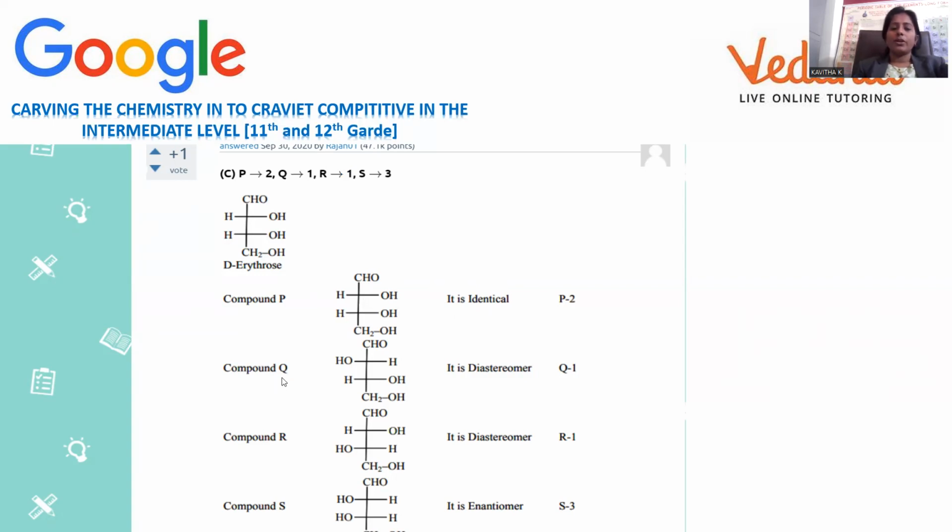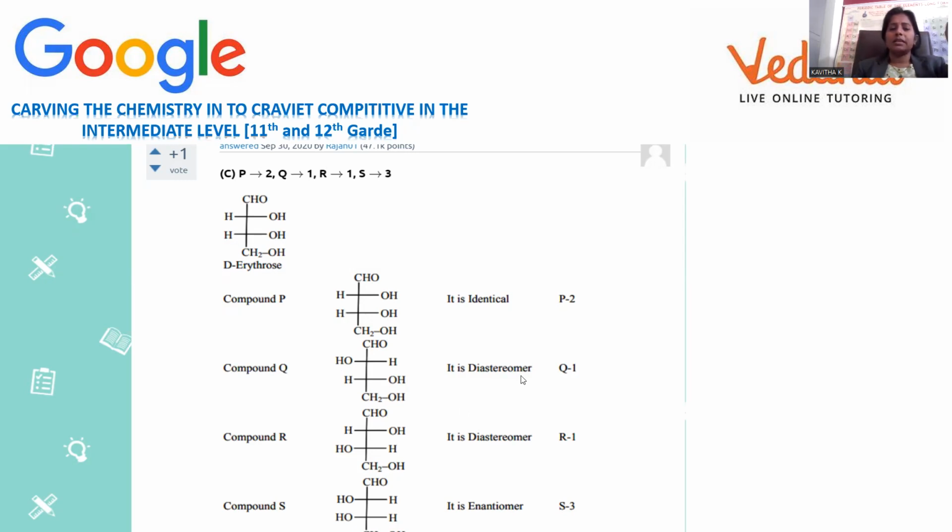Move on to compound Q. Compound Q, if shifted from sawhorse to Fischer projection, you can notice one OH is on the left-hand side and the other OH on the right-hand side. This is the way you can represent. If you observe, the OH groups are on the right side in erythrose, but the OH groups are on alternate sides in compound Q. So if compound Q is placed on compound erythrose, what happens? Neither superimposable nor mirror images, so we can say both are diastereomers.